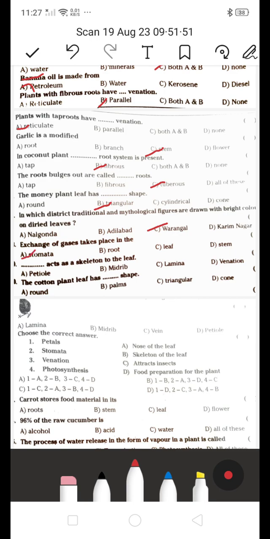Next, dash acts as a skeleton of the leaf. Is it petiole, midrib, lamina, or venation? Dash acts as a skeleton of the leaf. Is it venation? D is the right answer, venation.